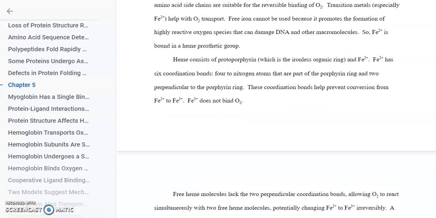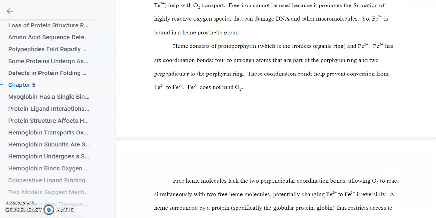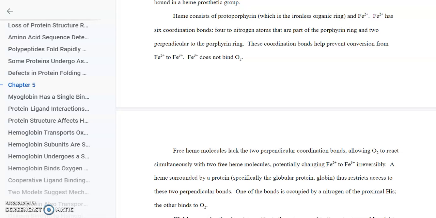Heme consists of protoporphyrin, which is the ironless organic ring, and Fe2+. Fe2+ has 6 coordination bonds, 4 to nitrogen atoms that are part of the porphyrin ring, and 2 perpendicular to the porphyrin ring. These coordination bonds help prevent conversion from Fe2+ to Fe3+. Fe3+ does not bind O2.